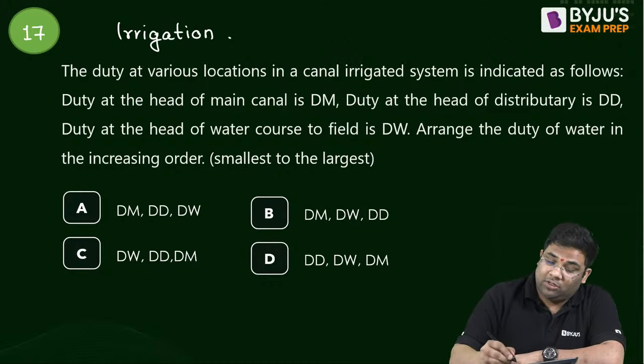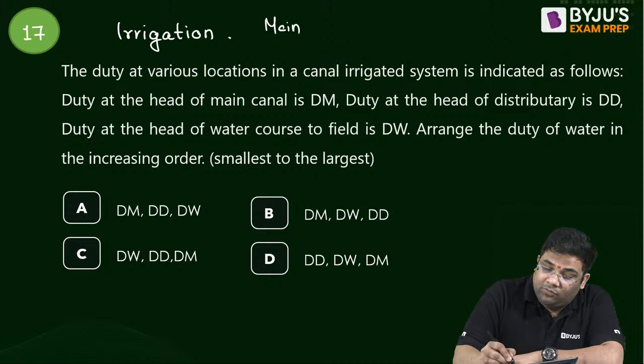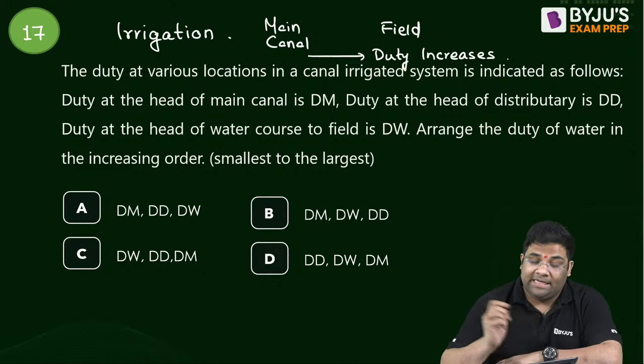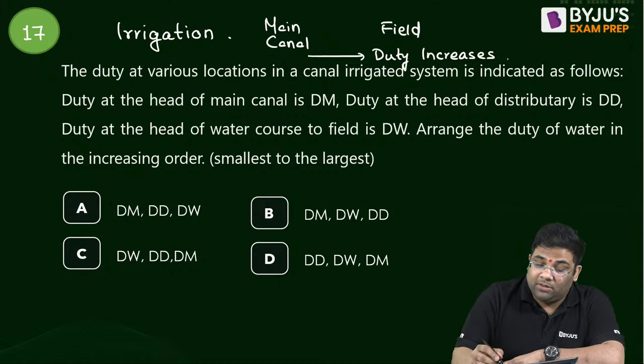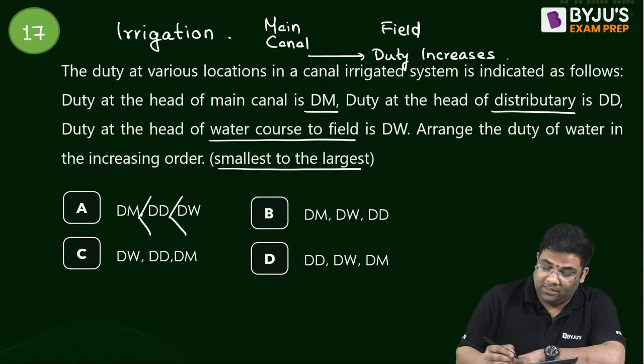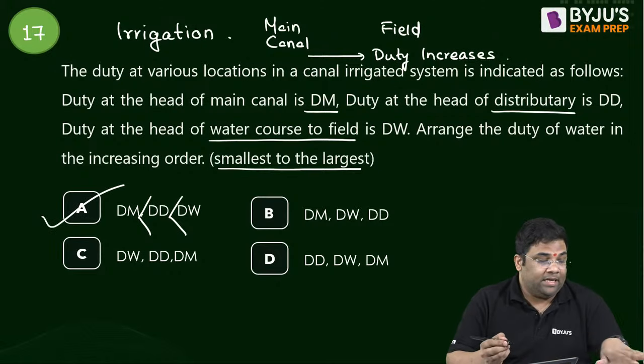What is the concept? As we go from the main canal to the field, the duty will increase. I explained this concept a few lectures before. Since it is asked from smallest to largest, the least will be the main canal, then the distributary, and then the field, where water goes. So this is the order. Answer is A.